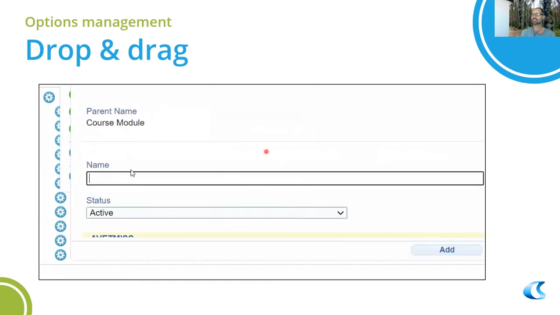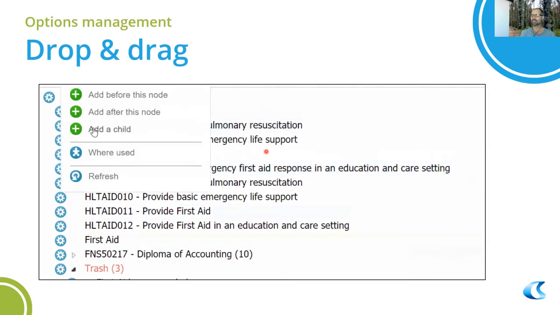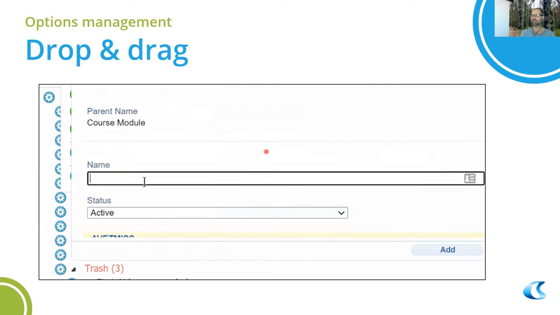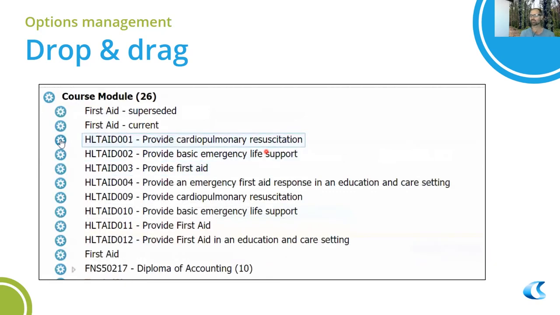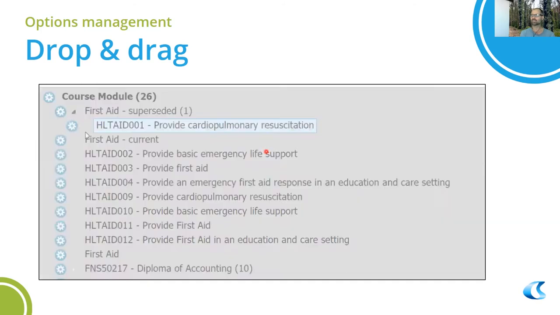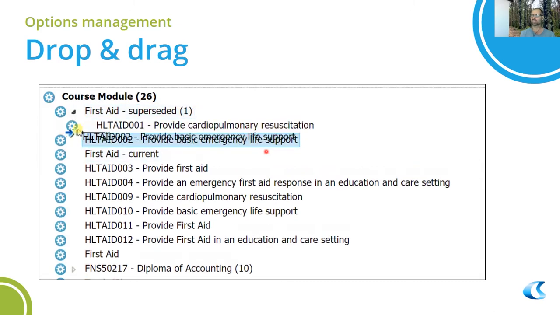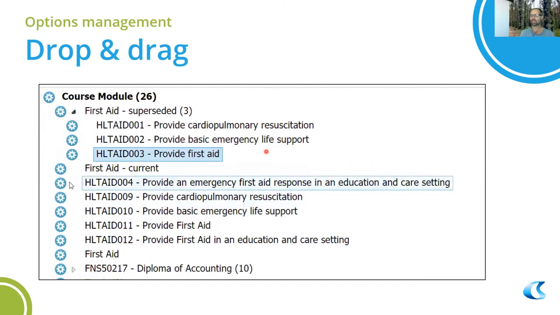So here we go, we're starting again. So I've added before this node. Just play this through once more. Add superseded. Now I'm adding after this node. So this is just a way of tidying all of these course modules, I think they are. You can see I had to create the child first, and then I can drag them in. And that didn't work, you see? So I have to open it up, and I'll drag it again. And it's almost where the little arrow on the left is as well, that tells you where you're about to drop it.